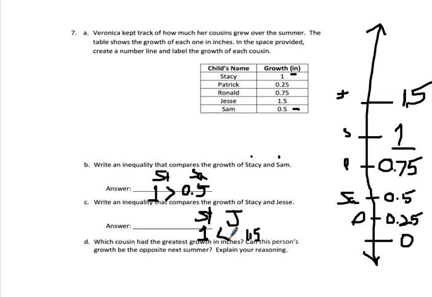And which cousin had the greatest growth in inches? So the person with the greatest growth is Jesse. And Jesse grew the most because he grew 1.5 inches. It is not possible for Jesse's growth to be the opposite next summer. He would not have negative 1.5 inches.